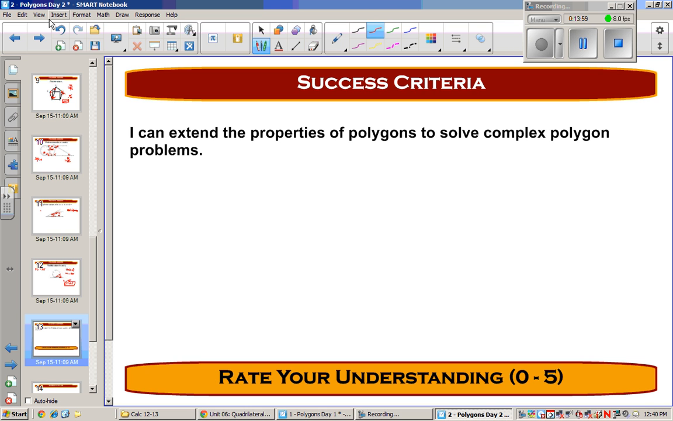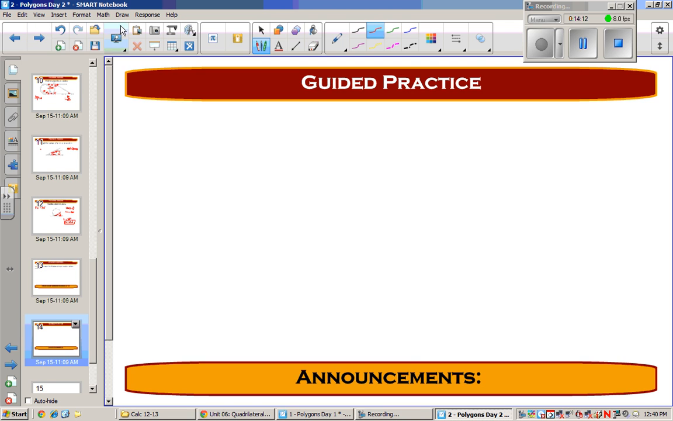All right. Now the last problem of the day is the success criteria. Oh, there actually wasn't a problem. So you're done. Fantastic. Rate yourself on a scale of 0 to 5, and hopefully you can do the homework. Good luck.